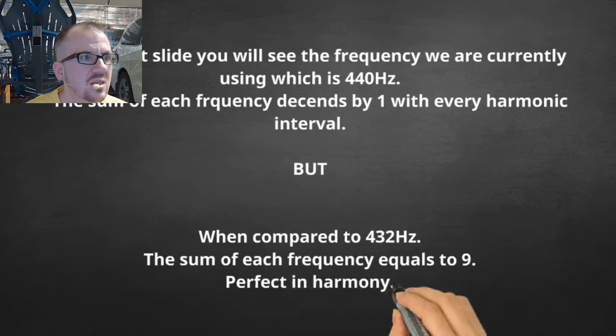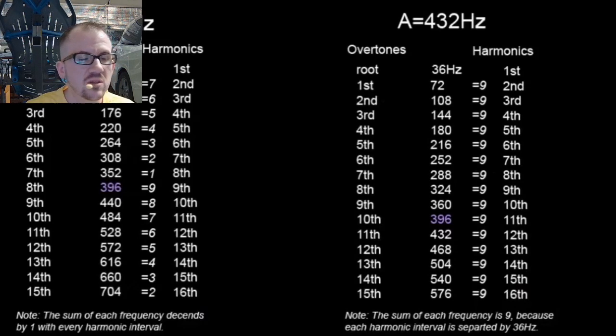In the next slide, you will see the frequency that we are currently using right now is 440 hertz. The sum of each frequency in 440 hertz descends by 1 by the harmonics, and I'm going to show you what that looks like. But when you actually compare 432 hertz, the sum of each frequency is going to equal 9 in perfect harmony. All right, so let's look at what that looks like. Right now, we are currently using 440 hertz. And as you can see, you have the root, the overtone, the harmonics, and then the root in the first, second, third, fourth, and it keeps going down.